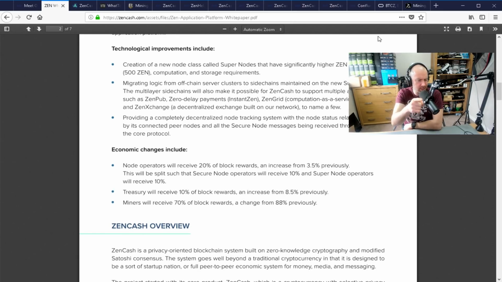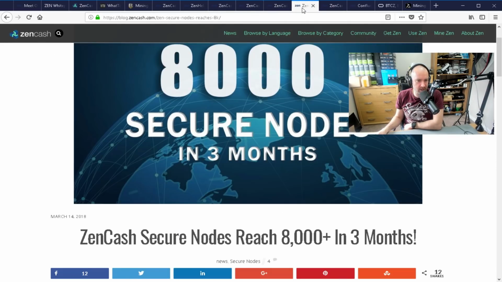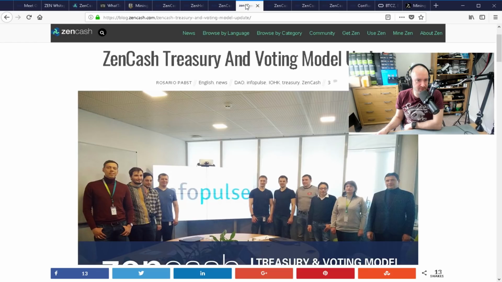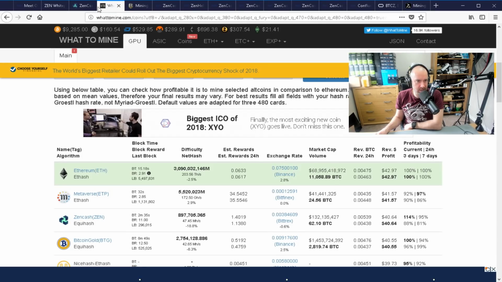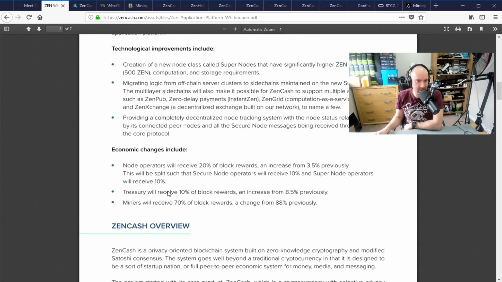Oh, right, okay. Sorry, I read this earlier and I didn't notice that part. Right, so see what I said earlier with, where is it? The 8.5% for the fund there. Scratch that, because I clearly missed the white paper where it says it's actually been increased to 10%. So there's now more money going towards marketing and development. That's pretty cool. Miners will receive 70% from block rewards, a change from 88% previously.